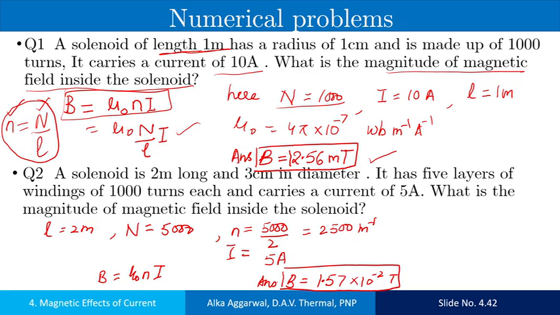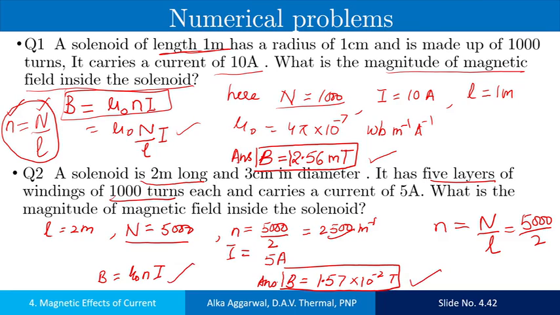Second question, here the solenoid is 2 meter long. It has 5 layers of 1000 turns. So the total number of turns is 5000. And the value of small n is equal to capital N upon L. Capital N is 5000 and the length is 2. So the value of small n is 2500 per meter. Put the values and this will be the result.